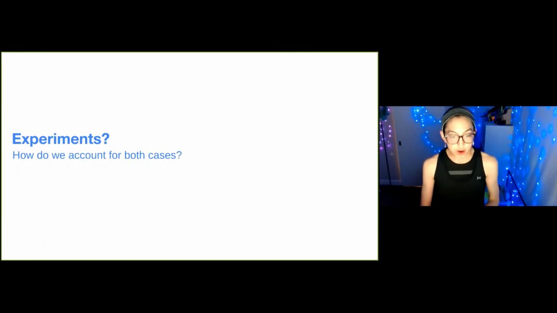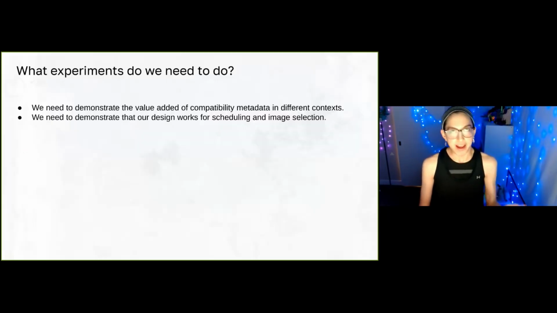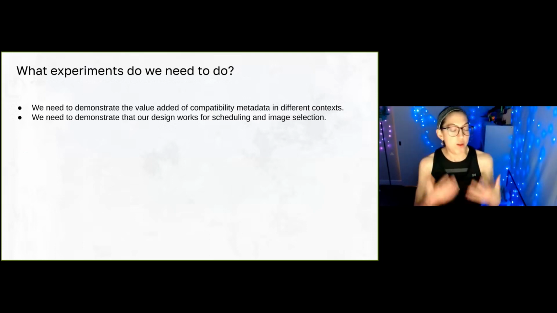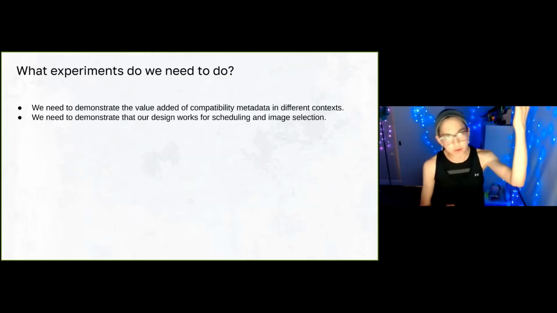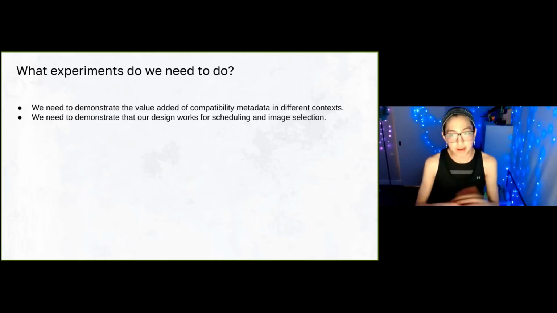What kind of experiments might you do? I'm not going to tell you specifically about my experiments or my team's experiments that we're planning, that's top secret. But generally, I think the work that our community needs to do is to demonstrate the value added of this compatibility metadata in different contexts. Because what if we do all this work and then it doesn't help? I'm pretty sure it's going to help because pulling a container for a GPU versus not would make a difference. But anyway, we have to prove it experimentally. We also need to demonstrate designs that work for both of these cases. And this is the insight that I had this weekend.